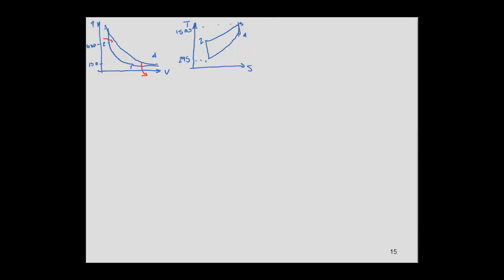So we're going to start with the basic definition that efficiency is net work divided by Q in. And in this case, we're going to compute net work as the difference between Q in and Q out. Okay. So we need to use variable specific heat, so we're going to use table A-17.